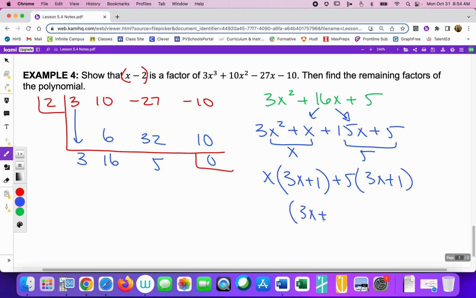So our factors are 3x plus 1, x plus 5. And then the third one is the one we started with, x minus 2. So you can write all three of them together, but just know this one was in the original problem.